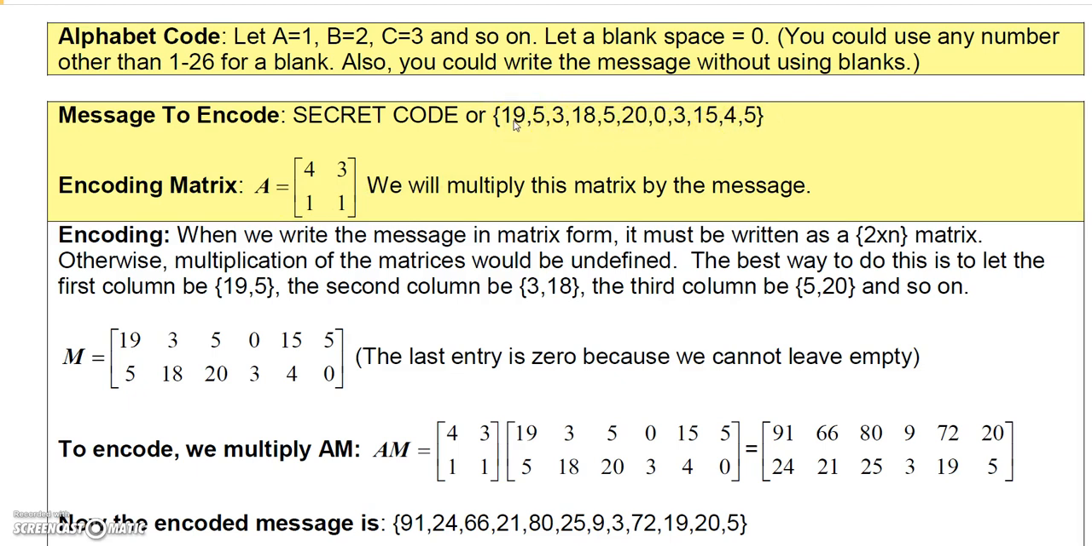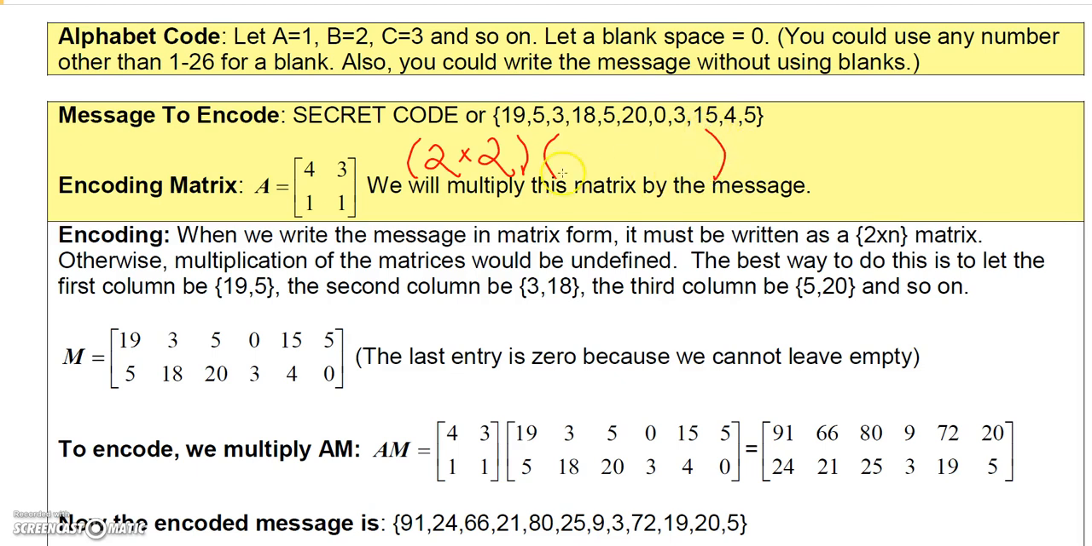Now, we're going to get a matrix out of this, and so we need to be careful in how we put this into a matrix, because I'm going to go ahead and give you the encoding matrix first. So if you'll notice here, I'm going to use this matrix to encode my message. What's important about this matrix is that it is a 2 by 2 matrix. And I'm going to multiply it by my message matrix.